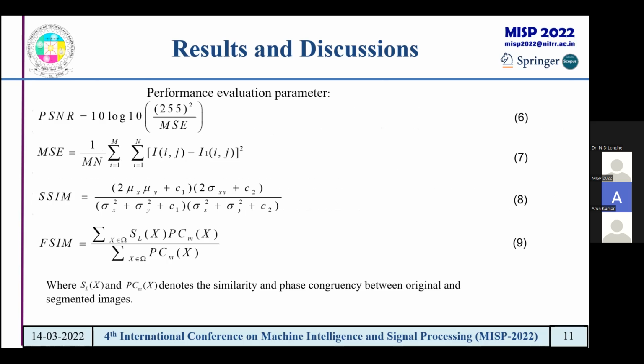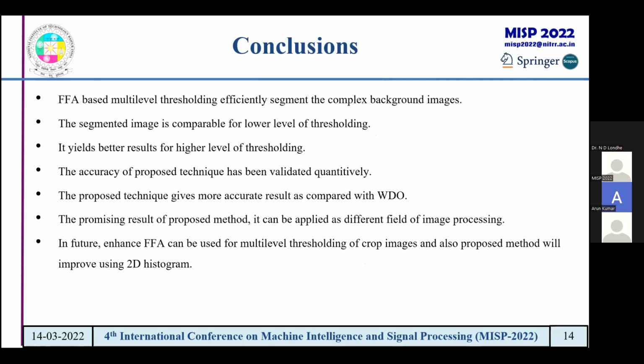Now go to the conclusion part. Firefly-based multi-level thresholding efficiently segments the complex background crop images, and for lower levels of thresholding it is comparable. But for higher levels of thresholding, the Firefly algorithm gives better results in comparison to wind-driven optimization.